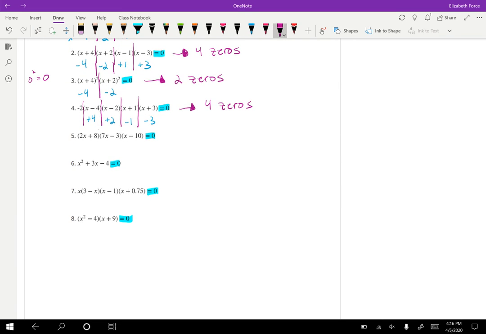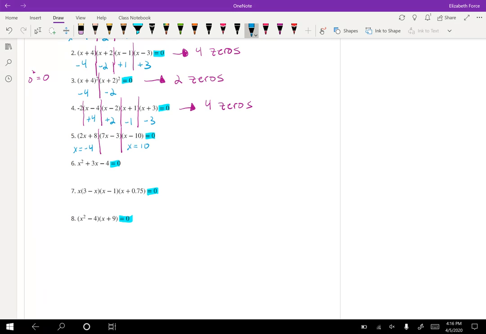Number 5, we've got 2x plus 8, one factor, 7x minus 3, second factor, and then x minus 10 for your third factor. This is pretty easy to figure out, this third one. It's going to be 10. This first one, I know that negative 8 plus 8 is 0, so I want to get a negative 8 there. So 2 times negative 4 would give me that negative 8.